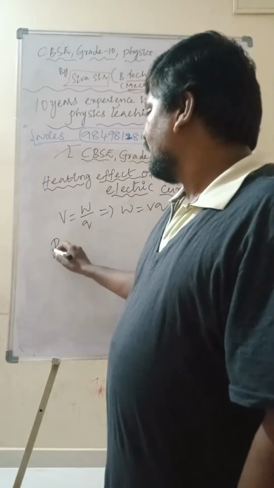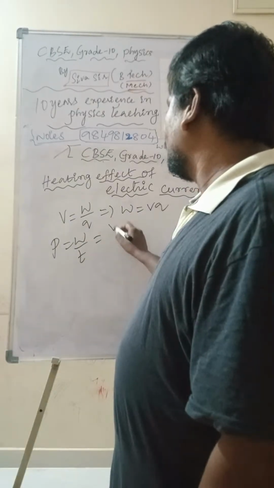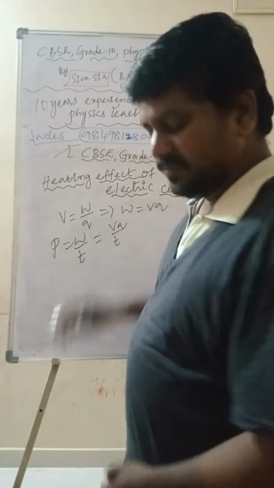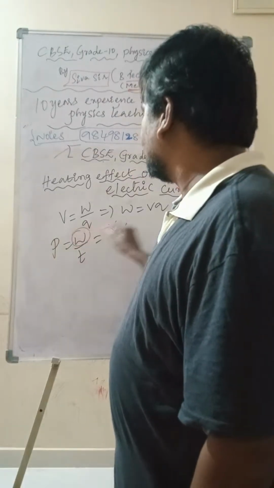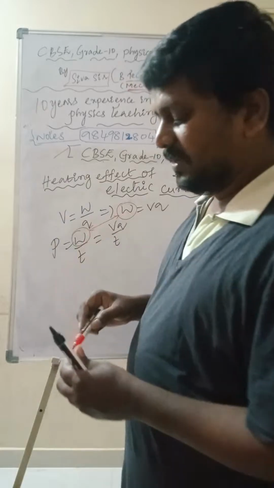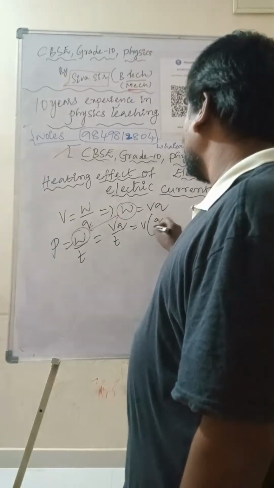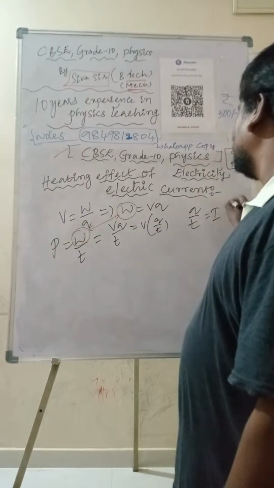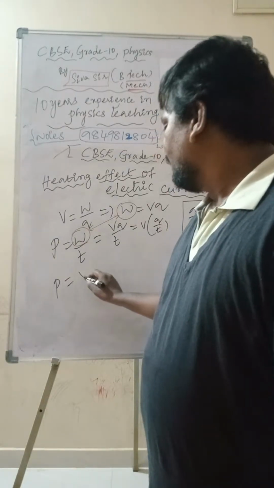So we know rate of doing work is called power. So P equal to W by T, so VQ by T. In place of W we are substituting this value. So V into Q by T. What is Q by T? Rate of flow of charge. Rate of flow of charge is called current. So P equal to V into I.